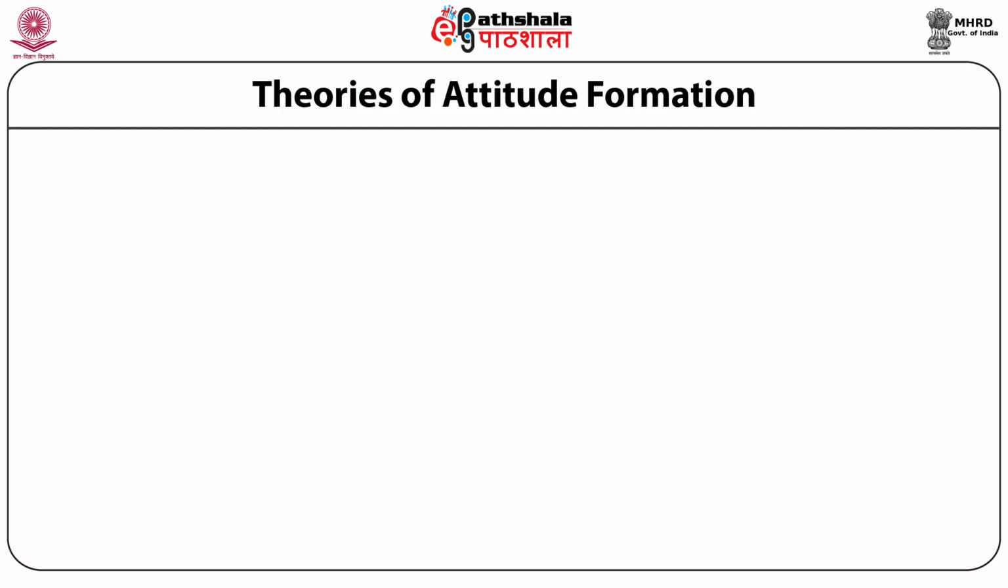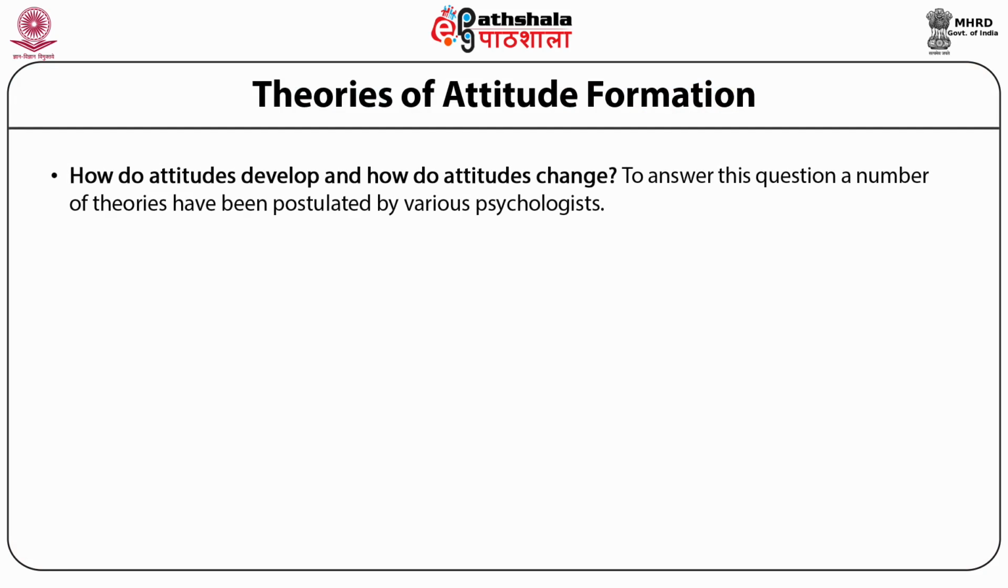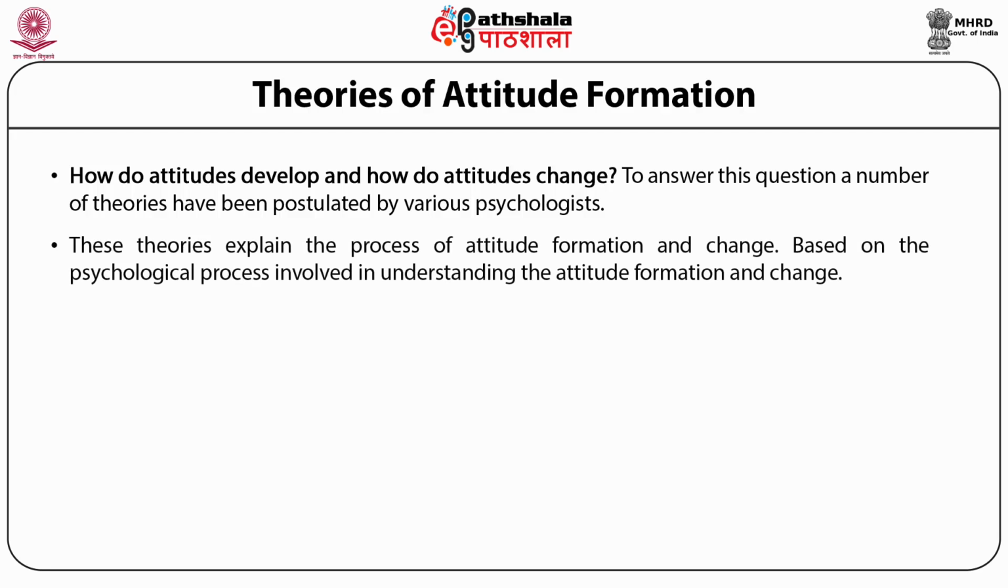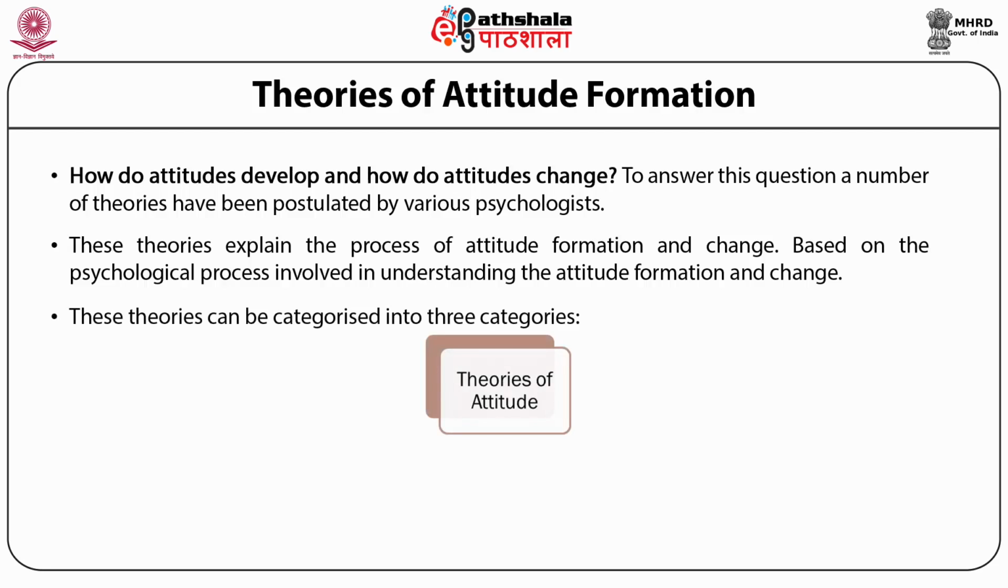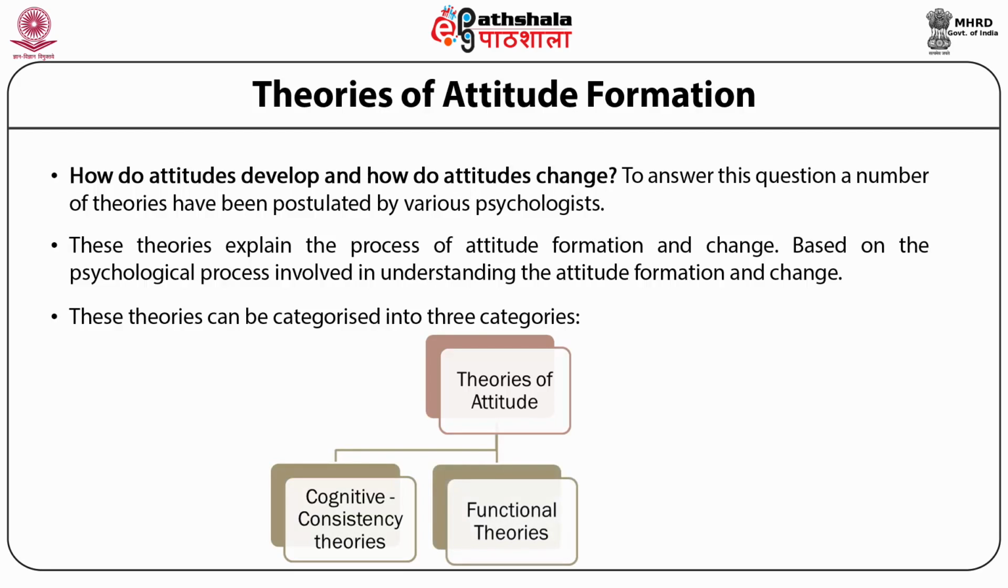Dear students, now we are going to discuss theories of attitude formation. How do attitudes develop and how do attitudes change? To answer this question, a number of theories have been postulated by various psychologists. These theories explain the process of attitude formation and change. Based on the psychological process involved in understanding the attitude formation and change, these theories can be categorized into three categories: cognitive consistency theories, functional theory, and social judgmental theory.